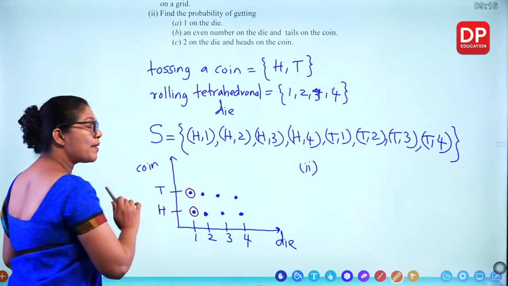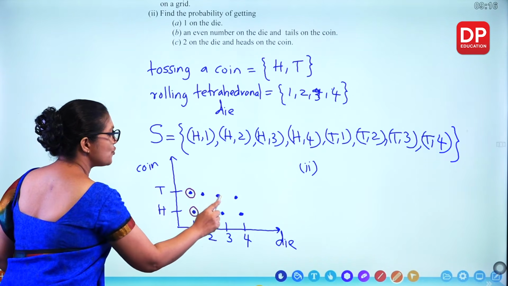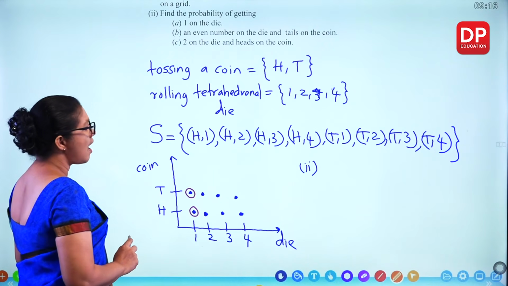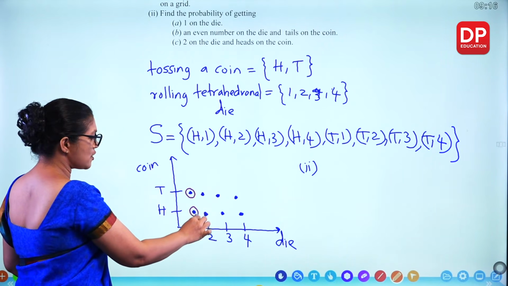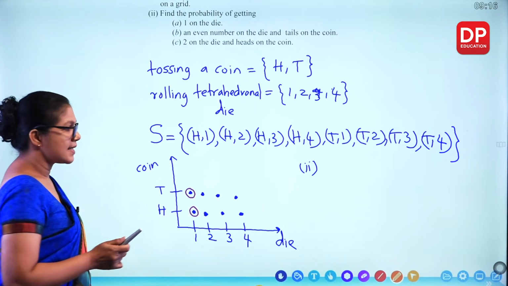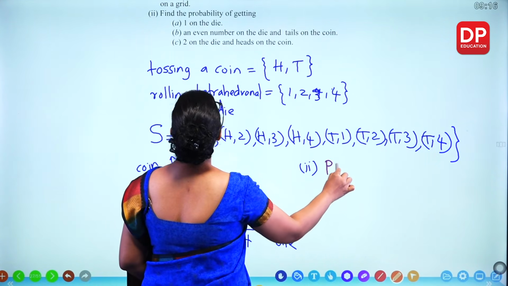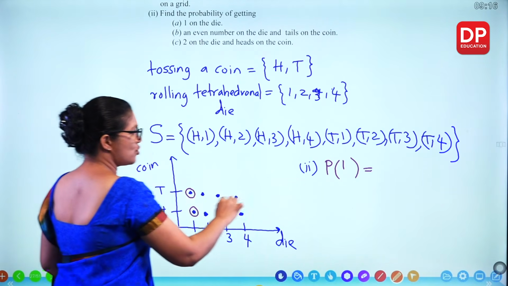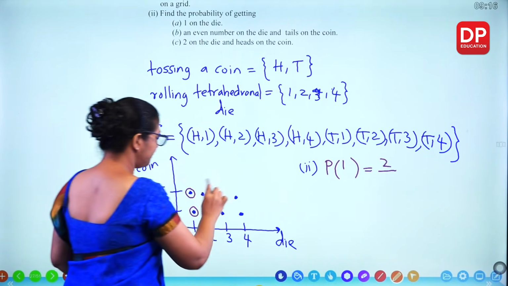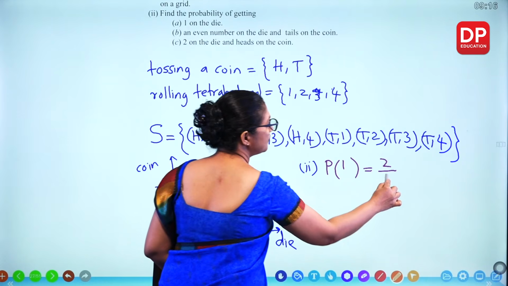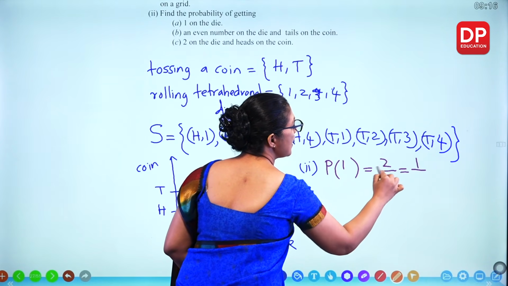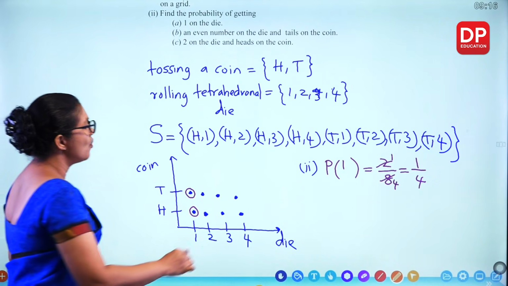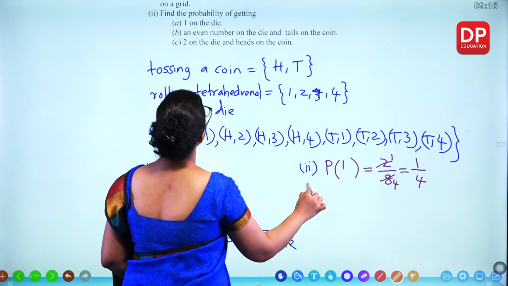Altogether, how many possibilities are there? 1, 2, 3, 4, 5, 6, 7, 8. 8 possibilities are there. Out of 8 possibilities, 2 possibilities are getting 1s. So I can write probability of getting 1 on the die is equal to 2 over 8. Simplify this, I can write as 1 over 4. So this is part A.